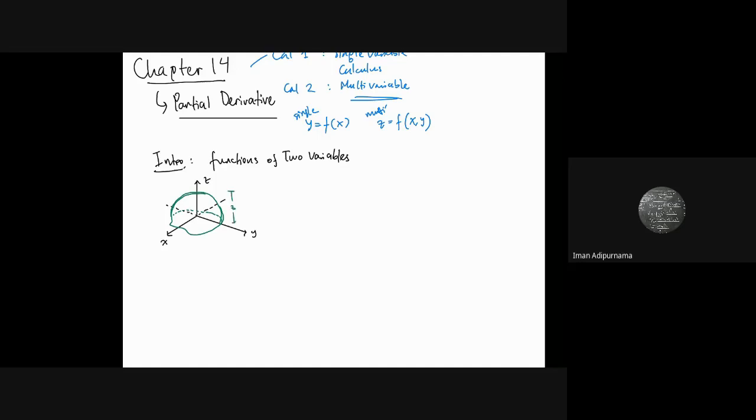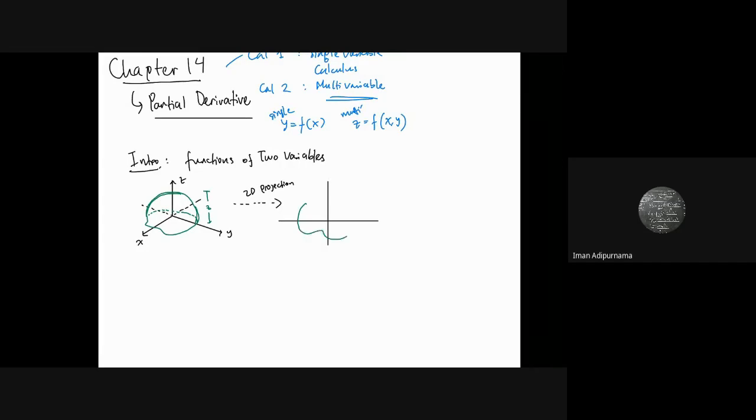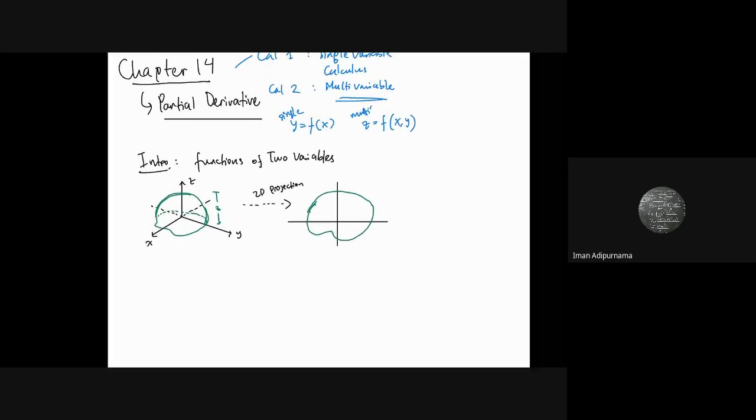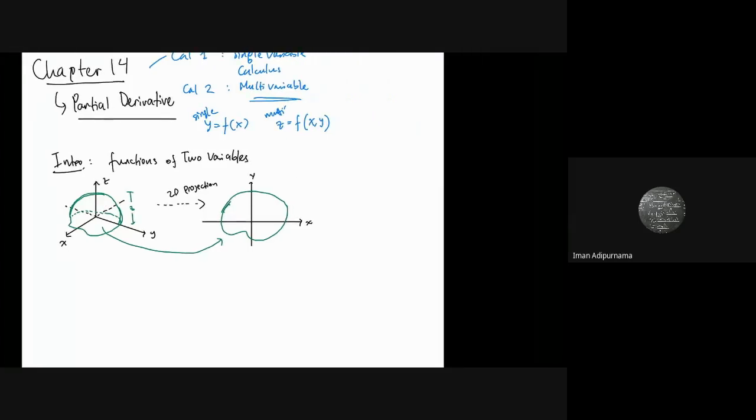Or if I want to make a 2D projection, for example, this is a little bit random, but I hope you get what I mean. So this plane is going to be here, and this is y and x. It's a little bit different, but I hope you get what I mean.